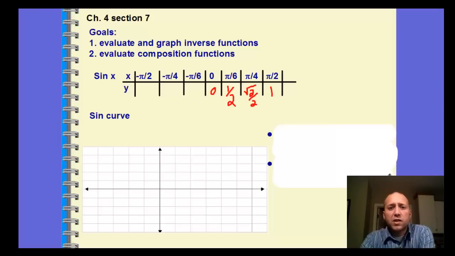Precalc, Chapter 4, Section 7. So we're going to look at the inverse graph function.